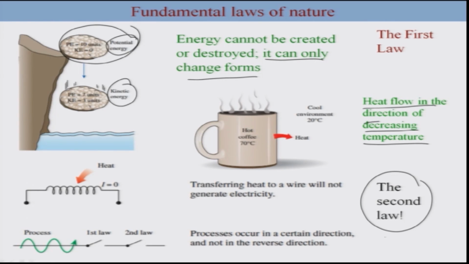Take another example. This is an example of a heating coil. You use electricity to generate heat, but the other way around doesn't occur. For example, you provide heat, and the electricity doesn't get generated. So we are aware that a specific process occurs in a certain direction and not in the reverse direction. A process to occur should satisfy the first law and the second law, and this is the basis of this course. We are going to learn more in detail in the rest of the course.